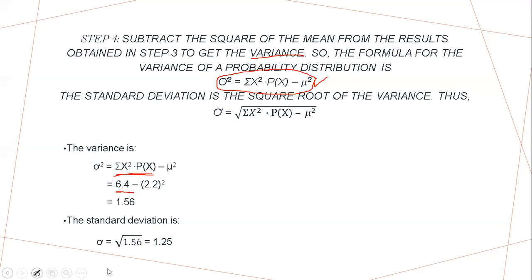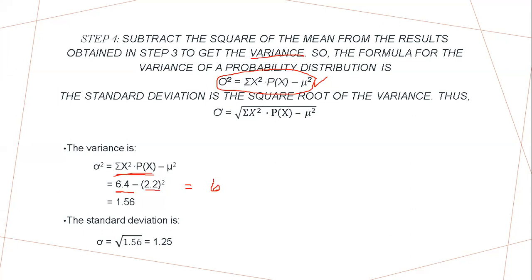Sabi diyan, si mean daw ay naka-squared. So, ibig sabihin, i-multiply natin sa sarili si mean. So, ano ba yung squared ng 2.2? Okay. Calculator natin. Pwede kasi siyang i-shortcut. Diretso na, no? So, ang 2.2 squared natin ay 4.84. Kasi PEMDAS nga, unahin muna natin yung naka-parenthesis. Okay, simplify muna natin si mean.